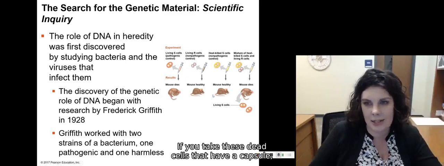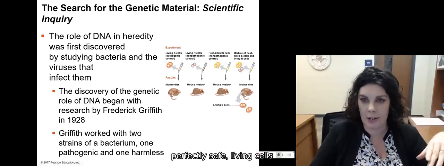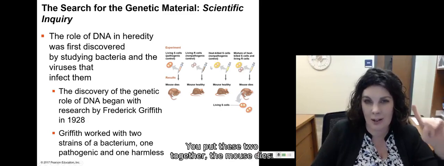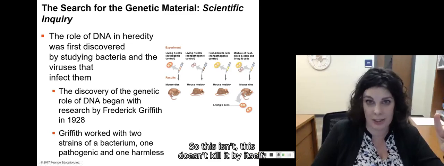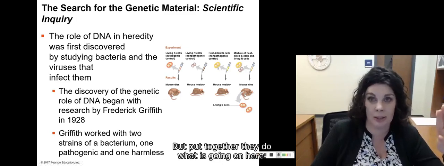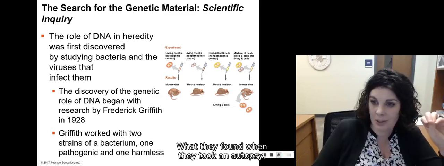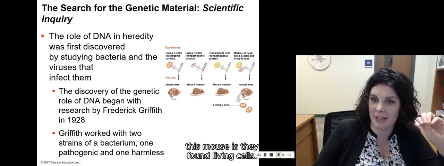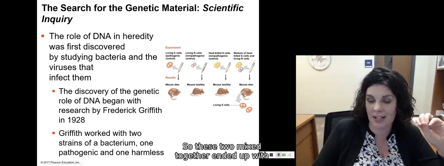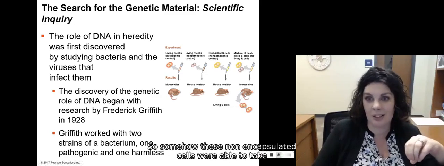But here's where it gets interesting. If you take these dead cells that have a capsule, perfectly safe, and living cells that don't have a capsule, perfectly safe, and you put these two together, the mouse dies. So this doesn't kill it by itself, this doesn't kill it by itself, but put together they do. What is going on here? Why would those two together kill a mouse? And what they found when they autopsied this mouse is they found living S cells. So these two mixed together ended up with cells that were living and making a capsule.